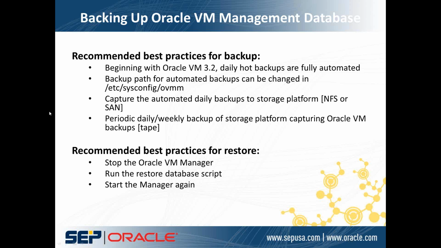And what I normally recommend is that you either create an NFS mount or a SAN LUN, and you mount it onto your server, and then you repoint these automated daily backups by editing the file /etc/sysconfig/ovmm. You point the automated daily backups to this location that you mount on your server, and that way it is put onto some robust enterprise class storage, where you're going to have snapshot capabilities and also easier access to tape.